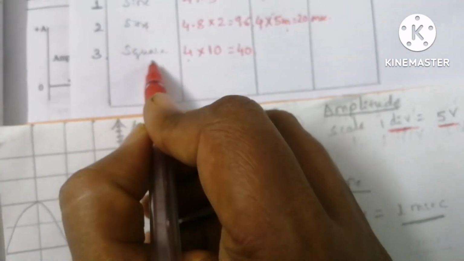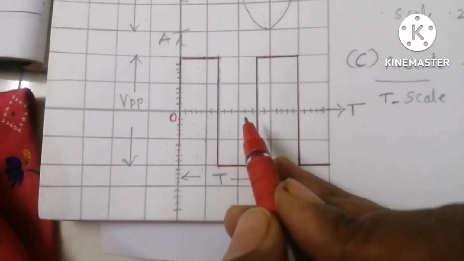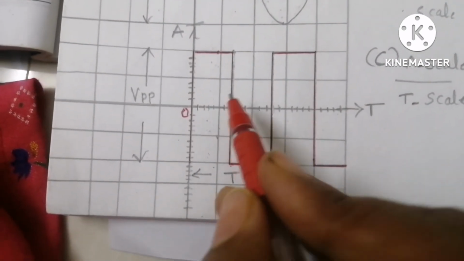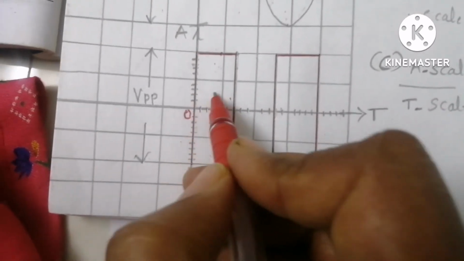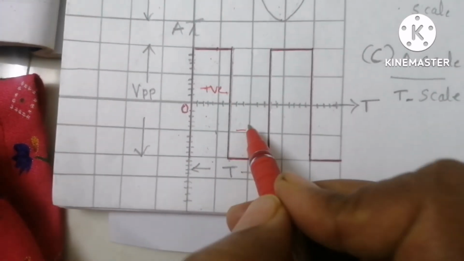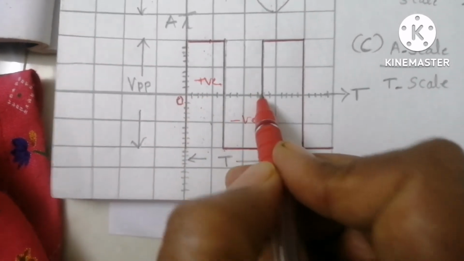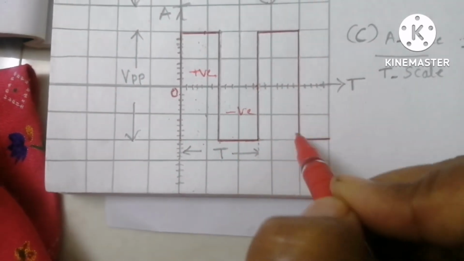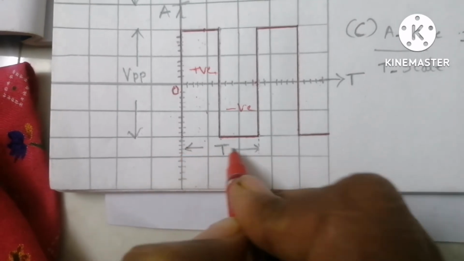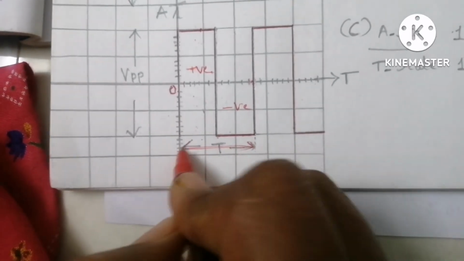Next, let me consider the square wave here. Square wave, how the time is taken here. This is also taken for one full complete cycle. This is the positive cycle, this is the negative cycle. So it starts from this point, it ends here. Again the same cycle will repeat here. So only for this we have to take the time period.